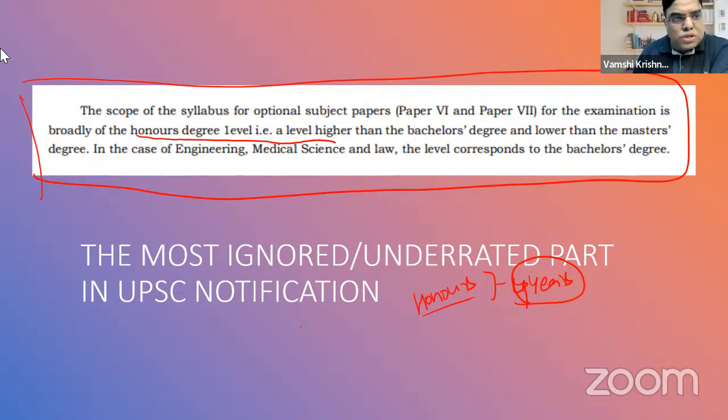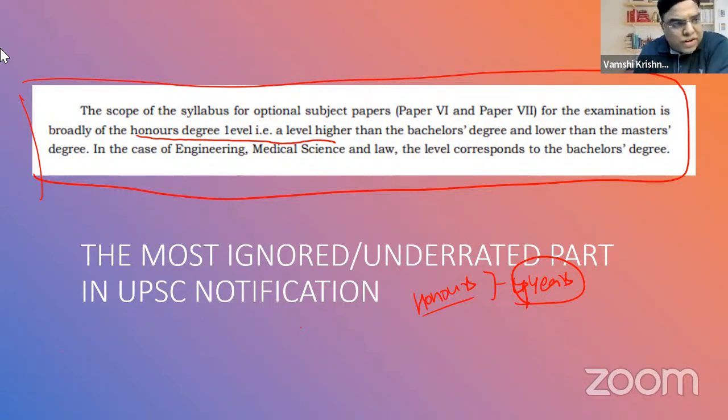Anyone has seen this portion? I would like this session to be interactive, please. This is from your UPSC notification only. I have not written this from somewhere; I have taken this from your UPSC notification only. Anyone has seen this? This is in your UPSC notification.